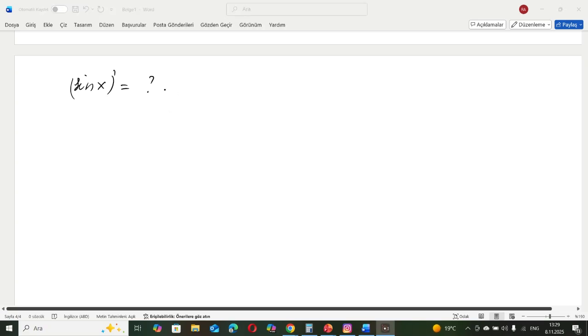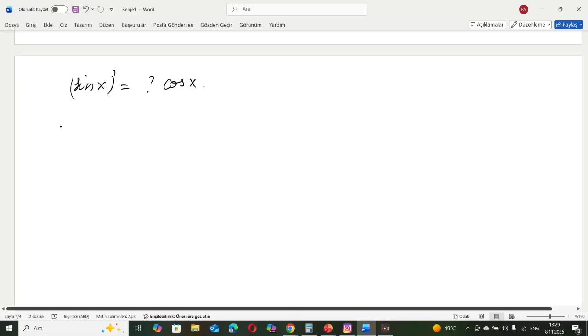Hello guys, today I'm going to show you the derivative of sine x. Most of us know the derivative of sine x as cosine x. But at the same time, most of us don't know where the cosine x comes from. So we are going to show you today the derivative of sine x.